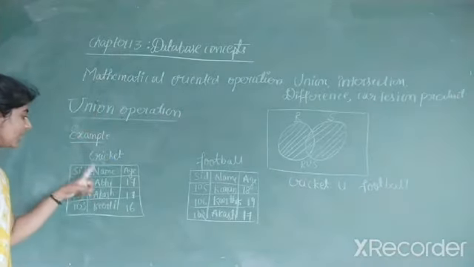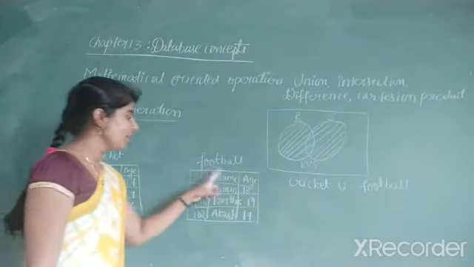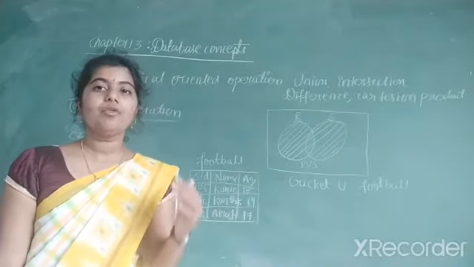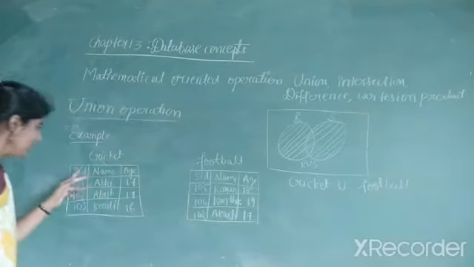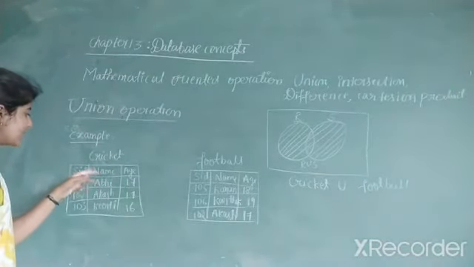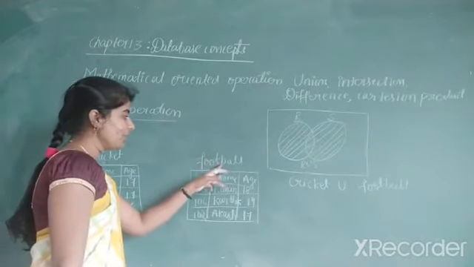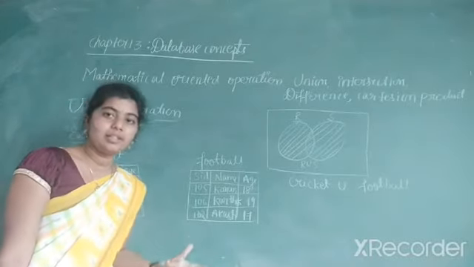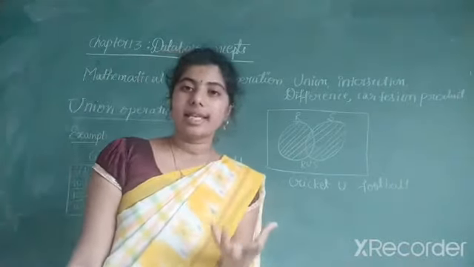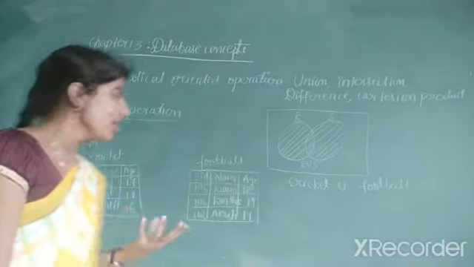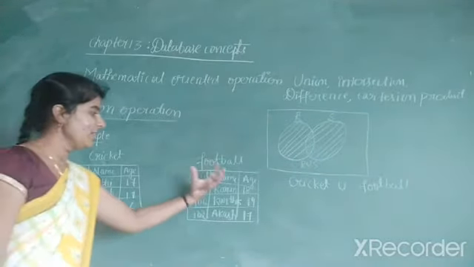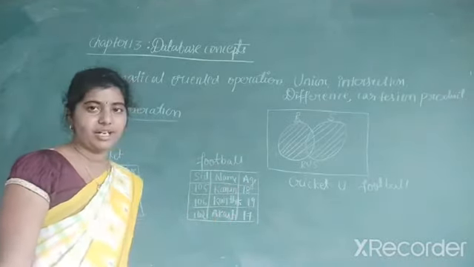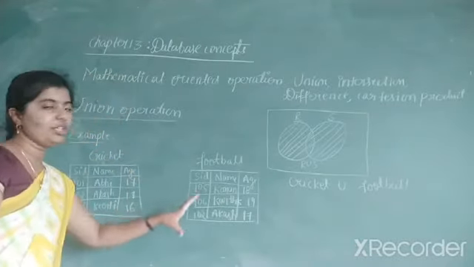You can observe there are three attributes in the cricket table, and there are three attributes in the football table. The second rule states that the names of the attributes should be the same. The names of the attributes in the cricket table are SID, name and age. The names of the attributes in the football table are SID, name and age. The second rule is also satisfied. The third one is that it must have the same set of domains in both the relations. Here also we have three domains, for each attribute, meaning the set of values for each attribute. And now it is ready for the union operation.